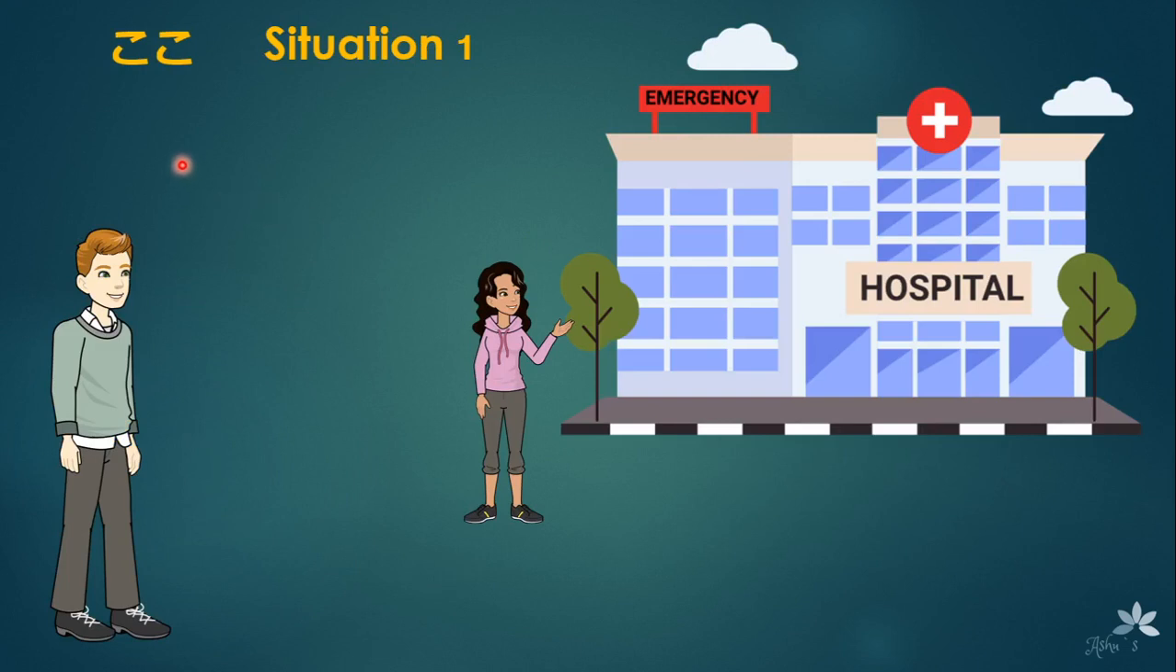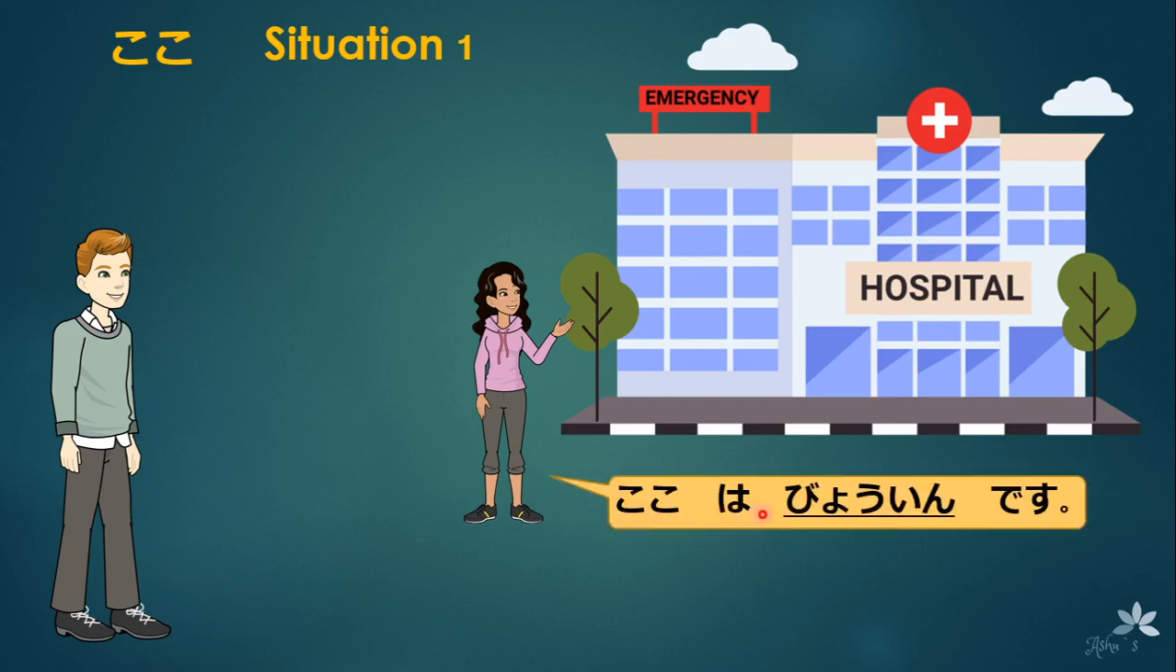Koko in situation 1, where the speaker and the listener are away. In this case, the places close to the speaker or the place where the speaker is, is referred as koko. Now here the speaker is talking about this place and she is saying, Koko wa byoin desu. This is a hospital.